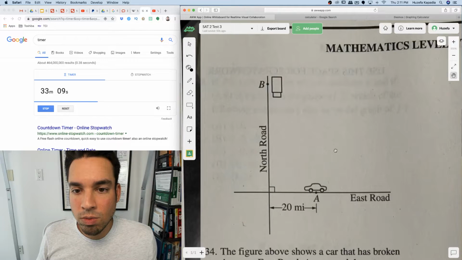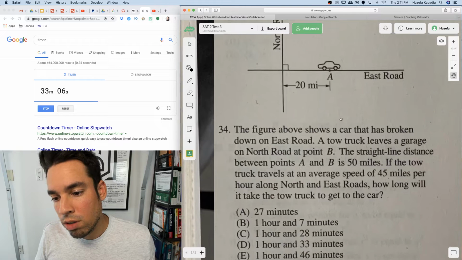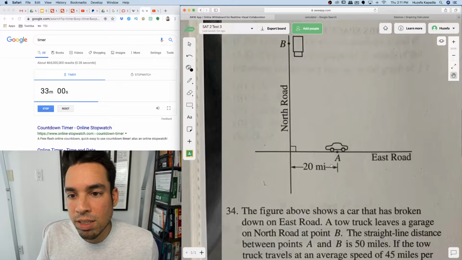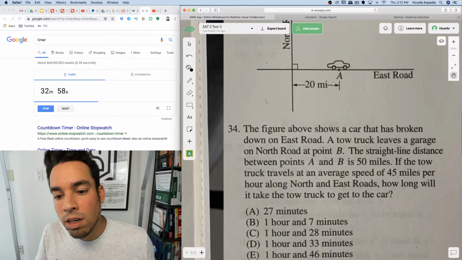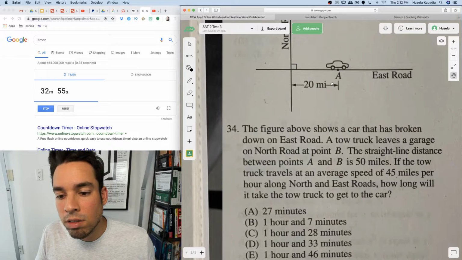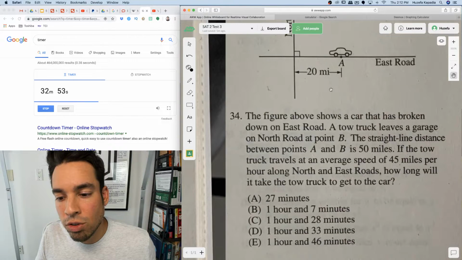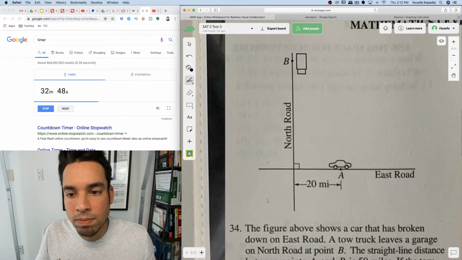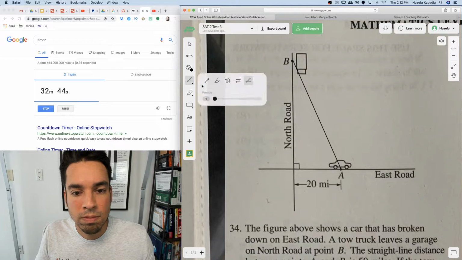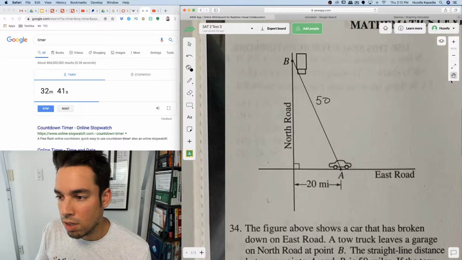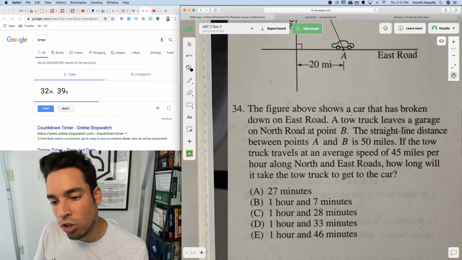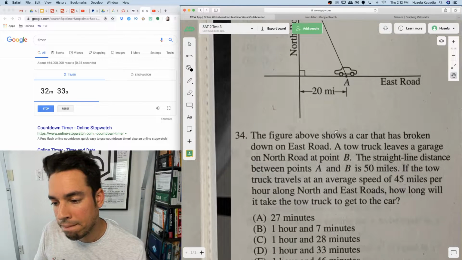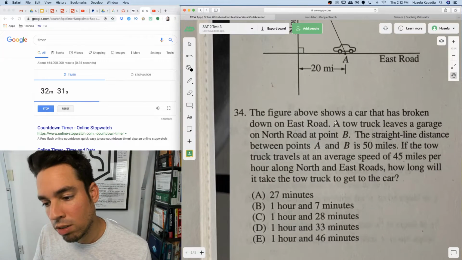is this one. North Road, that one. The figure above shows a car that has broken down on East Road. A tow truck leaves a garage on North Road at point A. A tow truck leaves a garage on North Road at point B. The straight line distance between A and B is 50 miles. Hold on, let me draw that in. So they say that's 50. If the tow truck travels at an average speed of 45 miles per hour, so the tow truck's here. How long will it take the tow truck to get to the car?